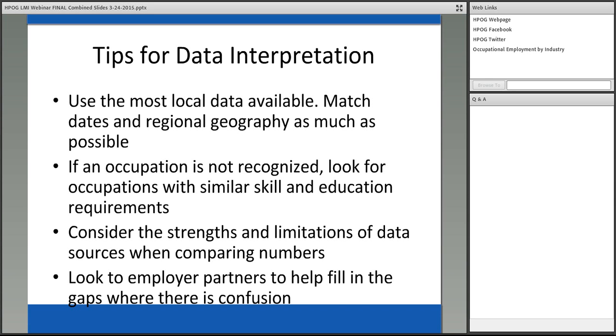It's also important to consider the strengths and limitations of the data sources when comparing these numbers, and as Dan mentioned at the beginning, to look at these numbers holistically, and that there isn't necessarily an equation that says that an occupation is clearly in high demand or in low demand. And where there is confusion about the information, we do encourage programs to talk with their employer partners who can help fill in the gaps where there is confusion.